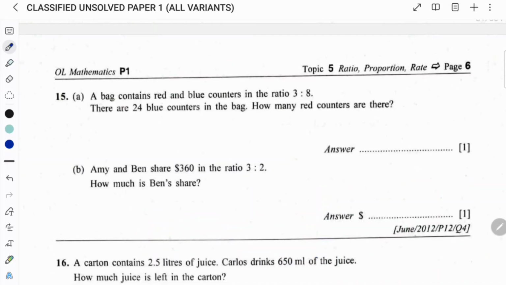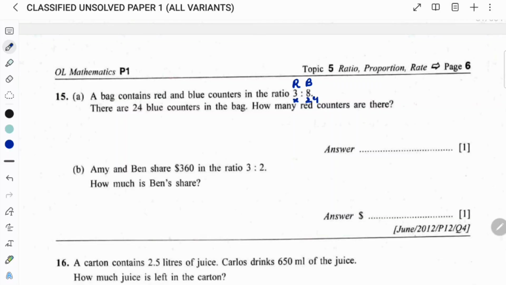Now again a ratio question. A bag contains red and blue counters in the ratio 3 to 8. So red and blue counters, 3 to 8. There are 24 blue counters. The blue counters are 24, and I'm writing that down here. How many red counters are there? So red counters is x. I have written it down.